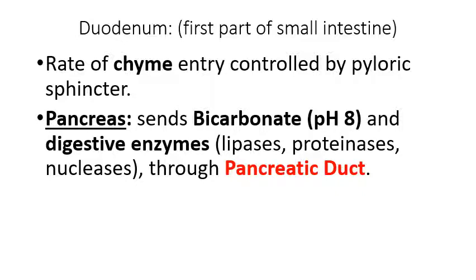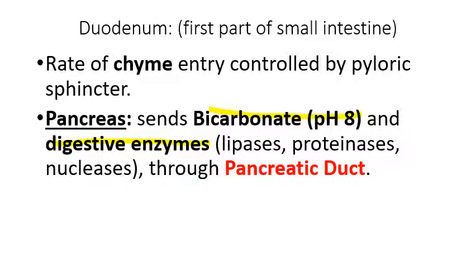All right, so the duodenum, a very special part of the small intestine, the first part to make contact with the stomach. So the food, the chyme, comes out of the stomach through the pyloric sphincter. Entry into the small intestine is regulated by the pyloric sphincter. And in the duodenum, the pancreas puts in bicarbonate, and it puts in digestive enzymes.